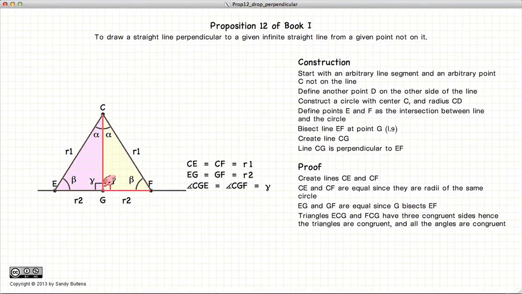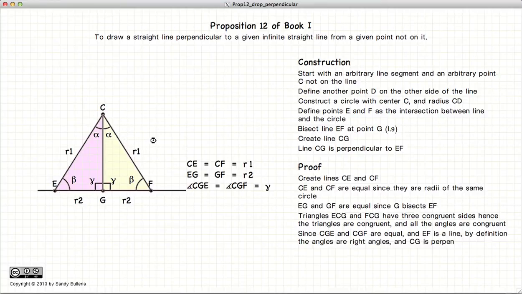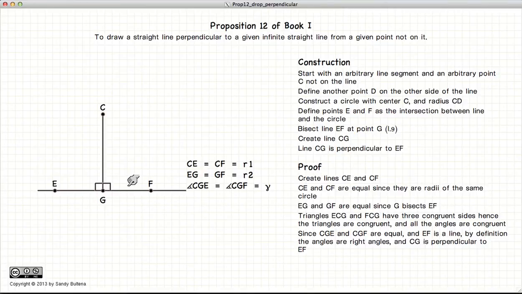So again, these being the two angles of importance, they are equal, and by definition, if they are equal, the line CG is perpendicular to EF. CG is perpendicular to EF. And thus we have demonstrated how to draw a perpendicular line from a given point to a given line segment.